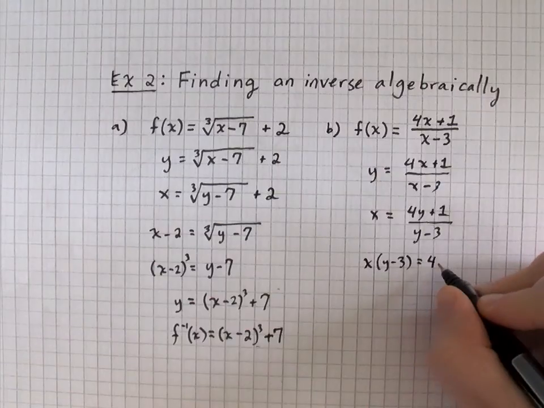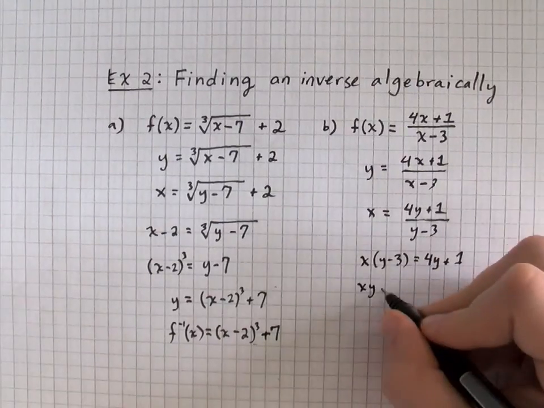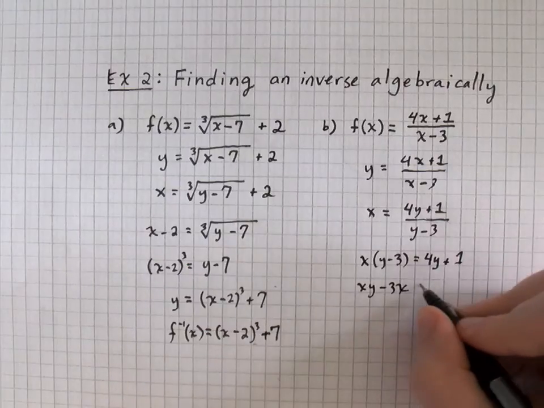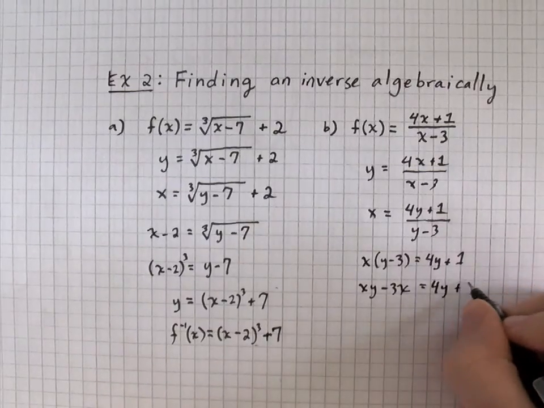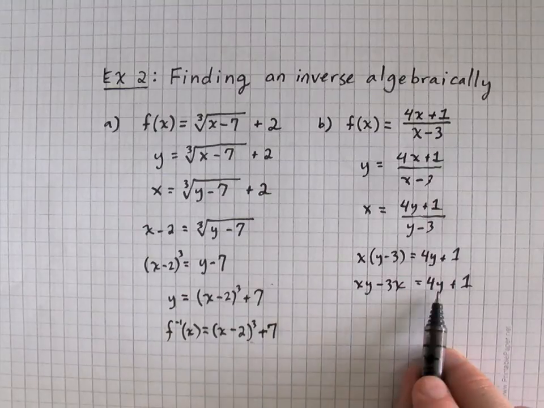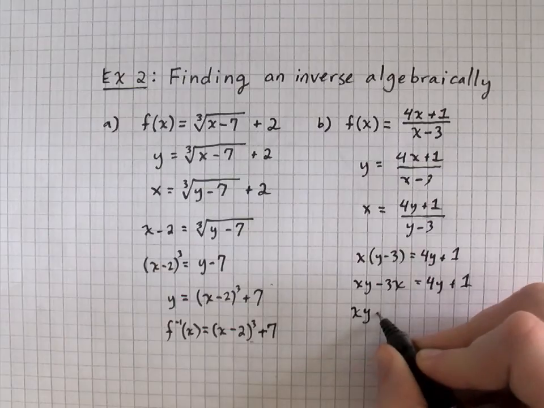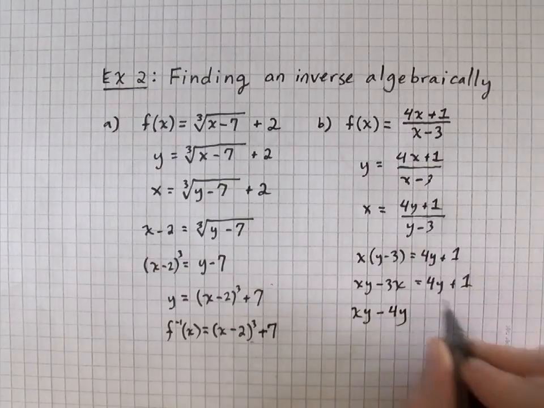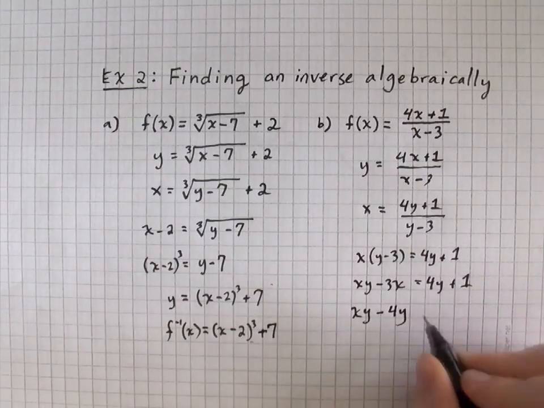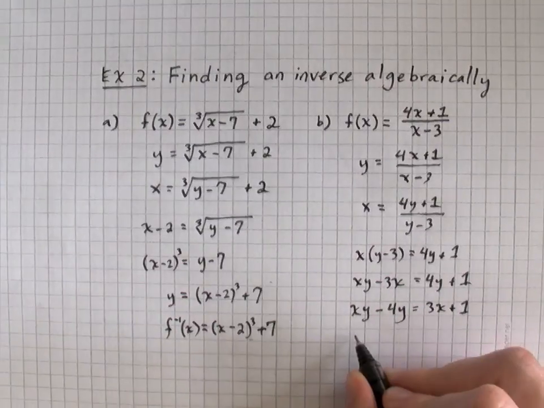and then distribute the x. It seems like things are getting worse. Sometimes in math, things get worse before they get better. So here we go. Distributed the x, and now I see two terms that have a y in them, and I'm trying to isolate y. So I'll group those together on the left side of the equation. That'll give me xy minus 4y on the left, because that'll be a minus, and I want that 3x over there on the right. That equals 3x plus 1. Factor out your y.